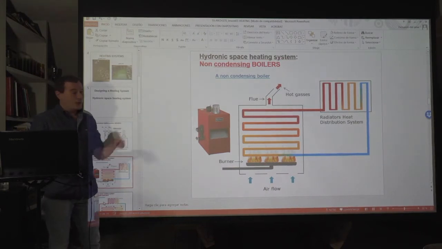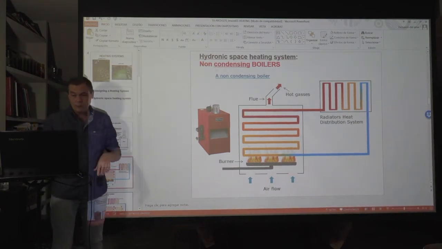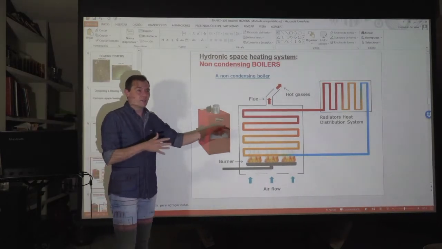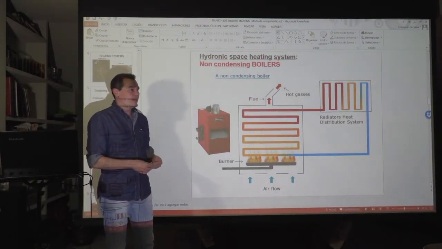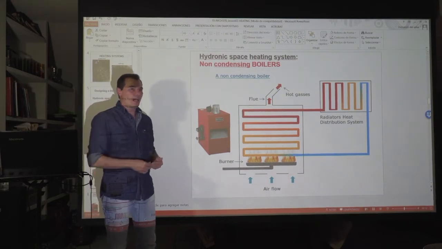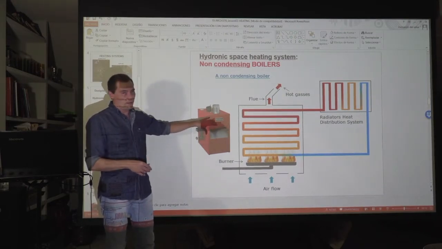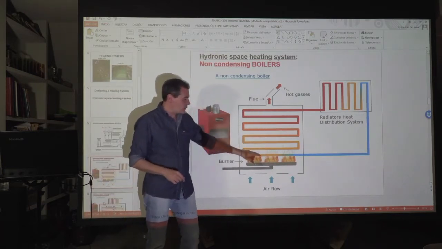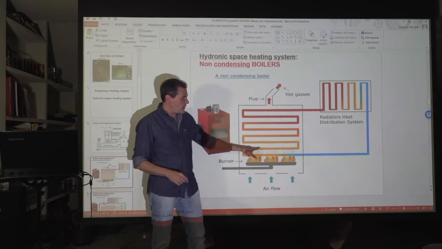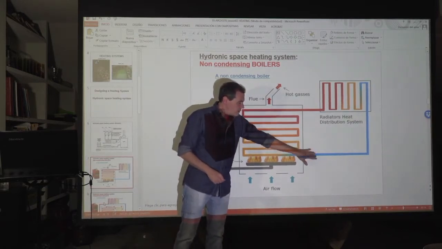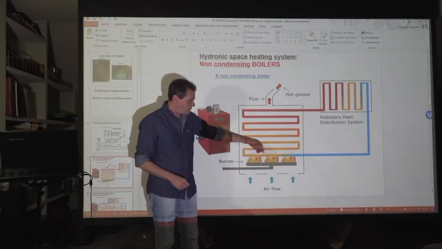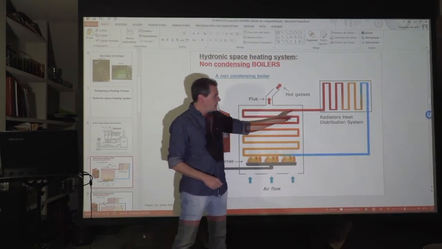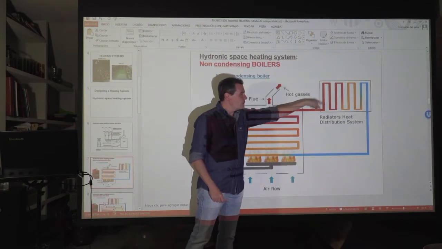But the difference between a non-condensing boiler and a condensing boiler is this. A non-condensing boiler is an old-fashioned one. If you are living in a 20th century house, most likely you have a gas boiler like this. So we have a burner here. These are the water pipes. The intake is cold water. We have a fire here, so we heat up water. And then this is the hot water.